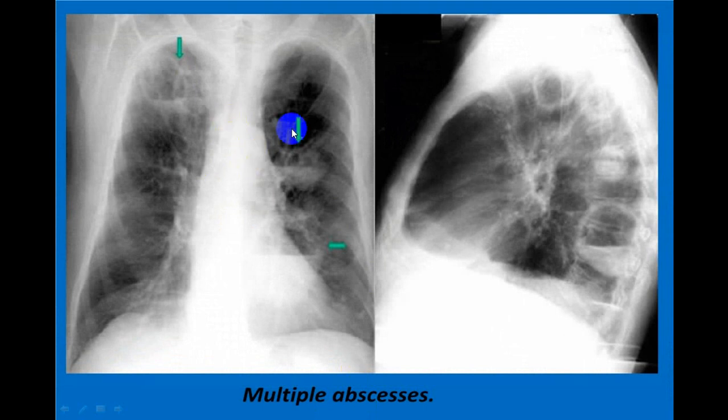Now, in a PA view, if you see a horizontal fluid level like this, see this horizontal fluid level. This is because of an air fluid level. You can see here also, and you can see another here. Clear? So you are able to see multiple air fluid levels. And this is a big cavity.